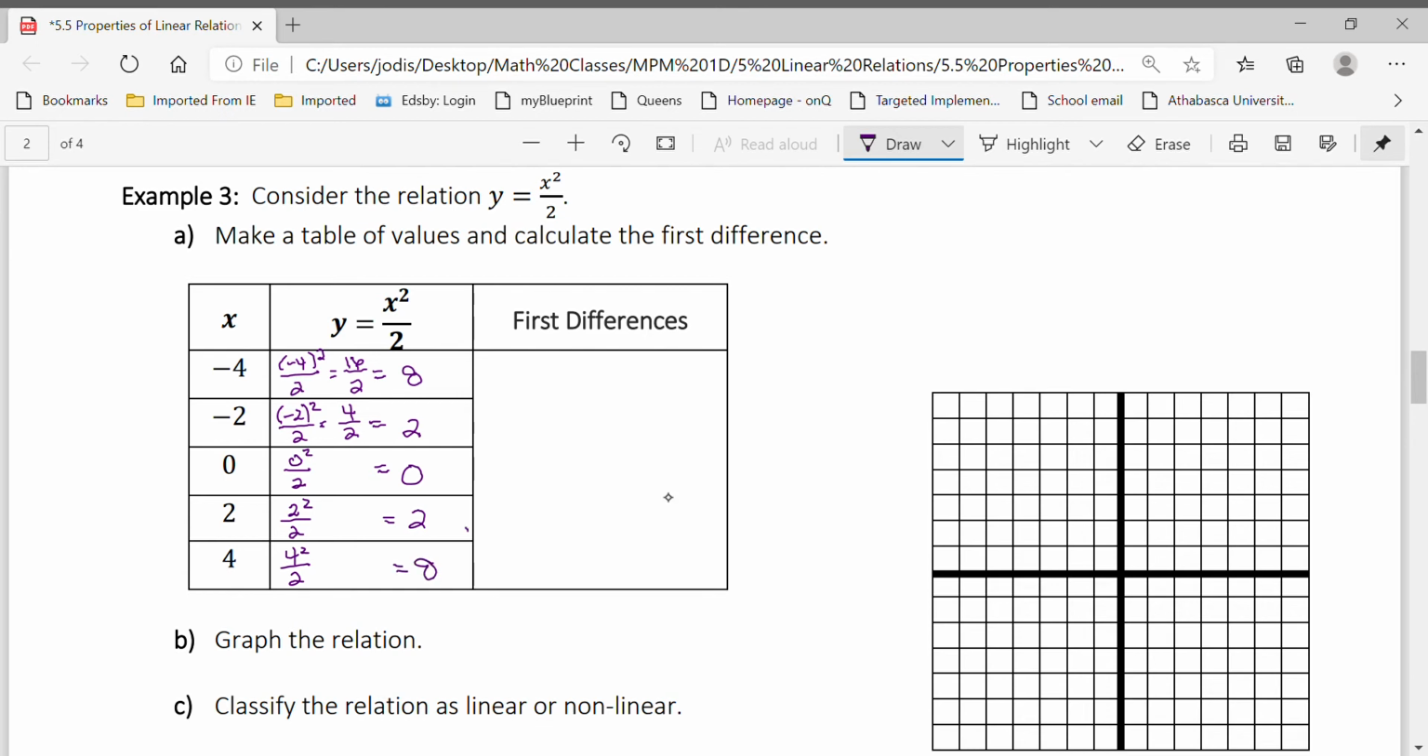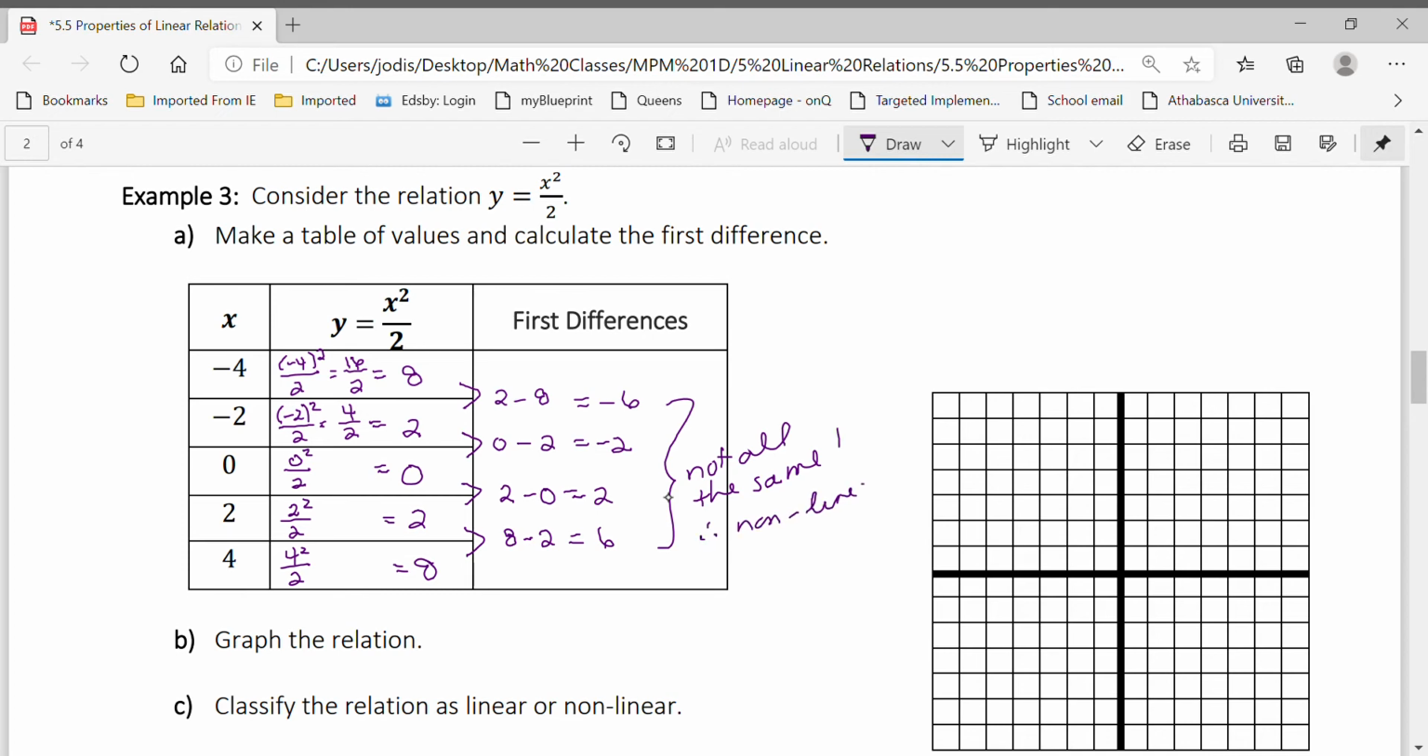Now we want the same idea, calculate our first differences. So work bottom up: 8 minus 2 is 6. 2 minus 0 is 2. 0 minus 2 is negative 2. And 2 minus 8 is negative 6. So because these are not all the same, therefore this is non-linear.